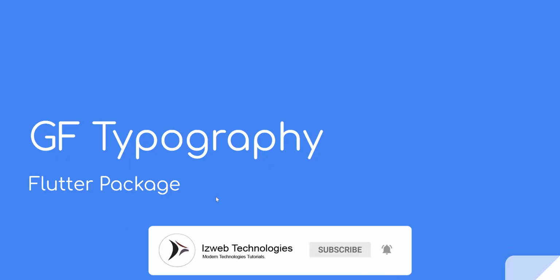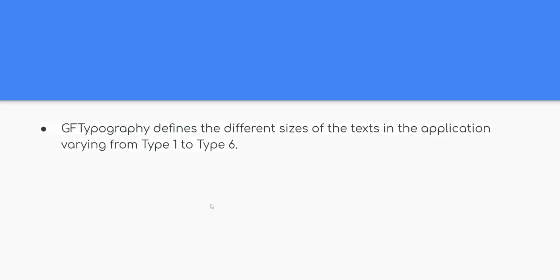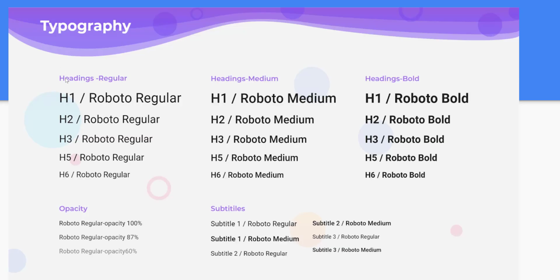Today we are going to learn how to use typography in Flutter application. Let us dive in. GF typography defines the different sizes of the texts in the application varying from type 1 to type 6. Here is the diagram shows all different sizes of the texts you can use in Flutter. If you ever work with HTML you will find these texts looking similar.